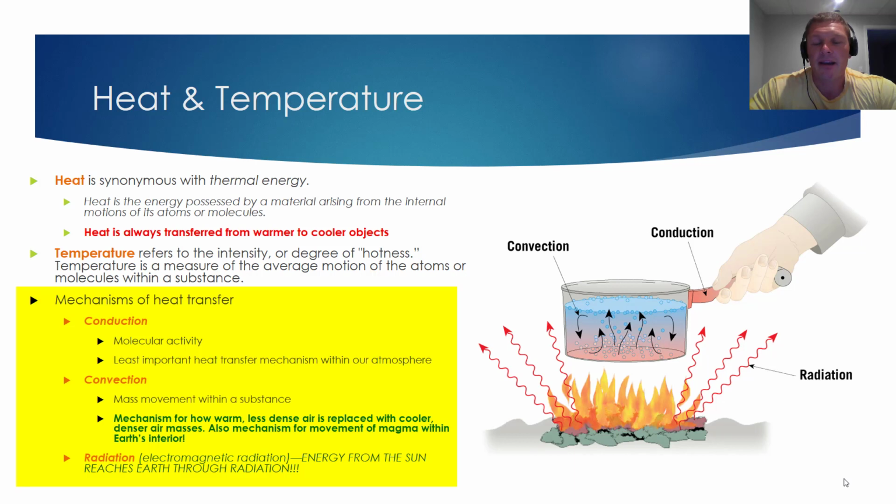The third and final mechanism for heat transfer is radiation. When we use the term radiation, we're talking specifically about electromagnetic radiation, which I will overview on the next slide.